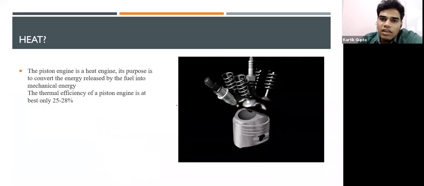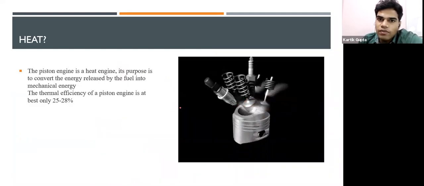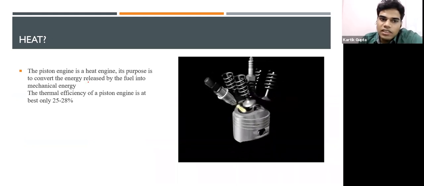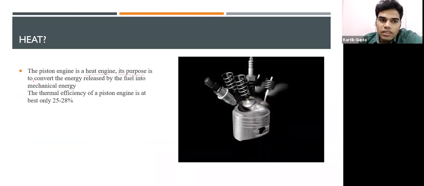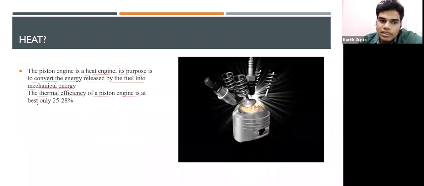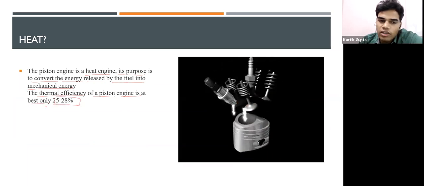So where and what is this heat, and why do we require a coolant? The piston engine is a heat engine. Its purpose is to convert the energy released by the fuel into mechanical energy. The thermal efficiency of a piston engine is at best only 25 to 28%.